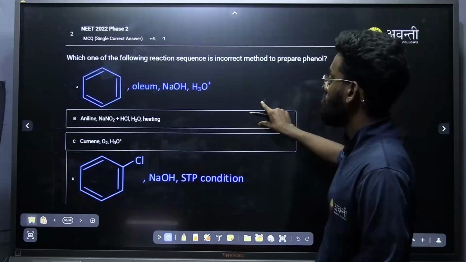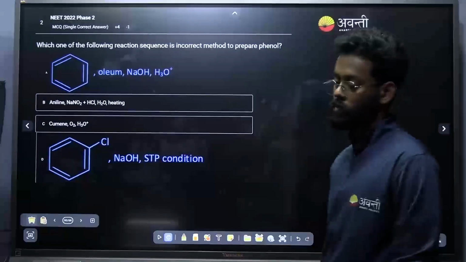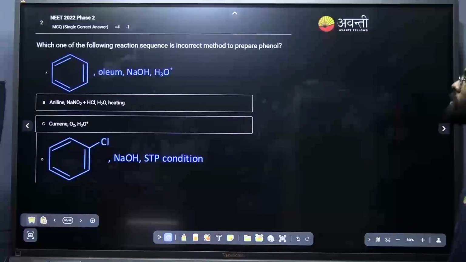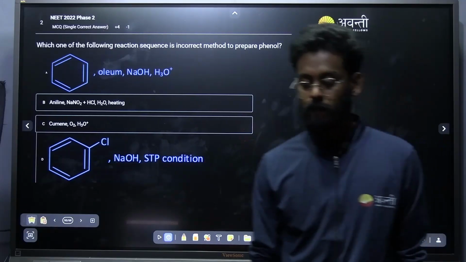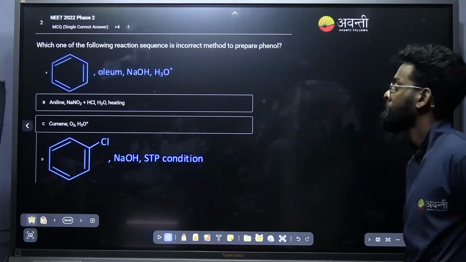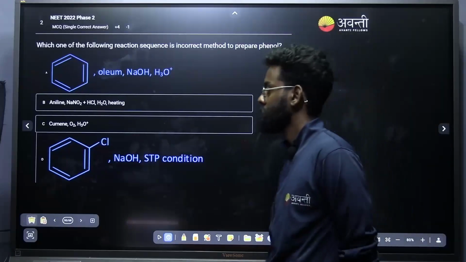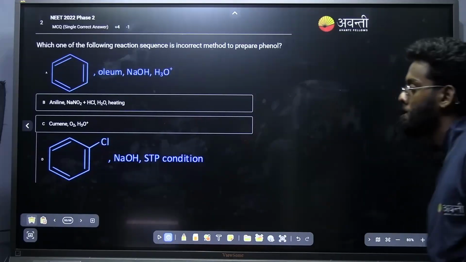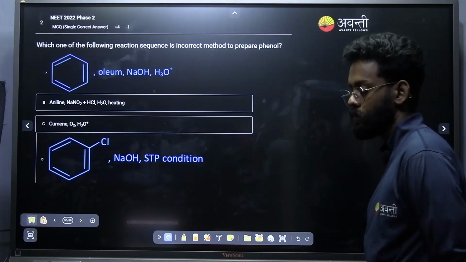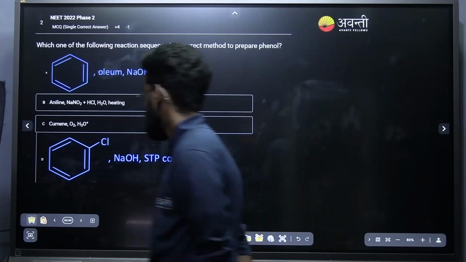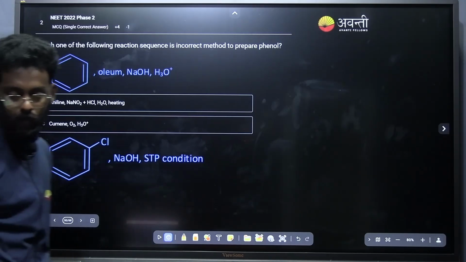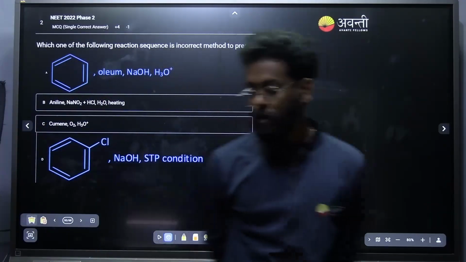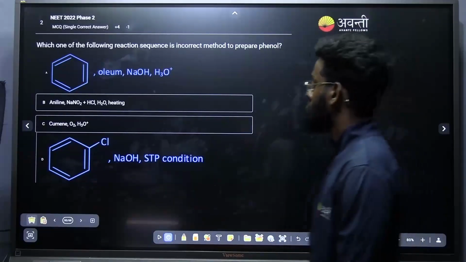Find the answer for this one. NEET 2022 question. Which of the following reaction sequences is an incorrect method to prepare phenol? Incorrect method to prepare phenol. All these things we have discussed. A, B, C, D. We need phenol. Any idea? Option D, yes, very good.